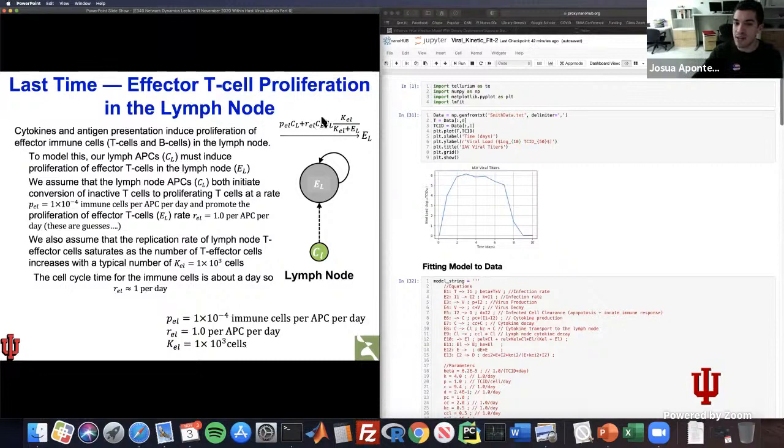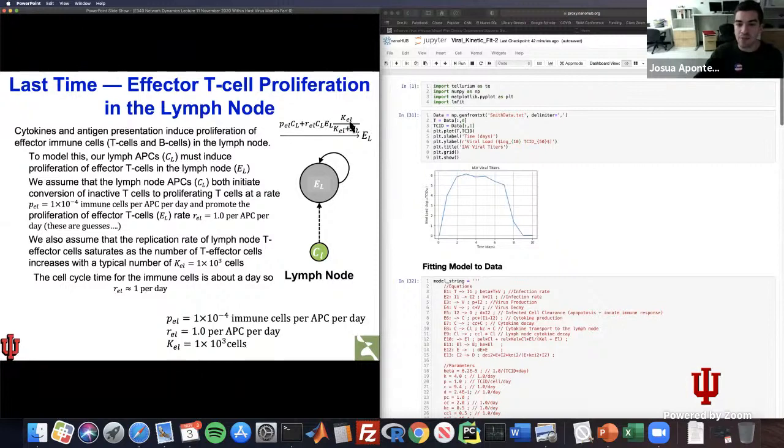So if you don't have any cytokine, there is no proliferation. Notice that cytokine is needed for both activation of the effector cells, but also for proliferation. And the proliferation rate is determined by this parameter, R.